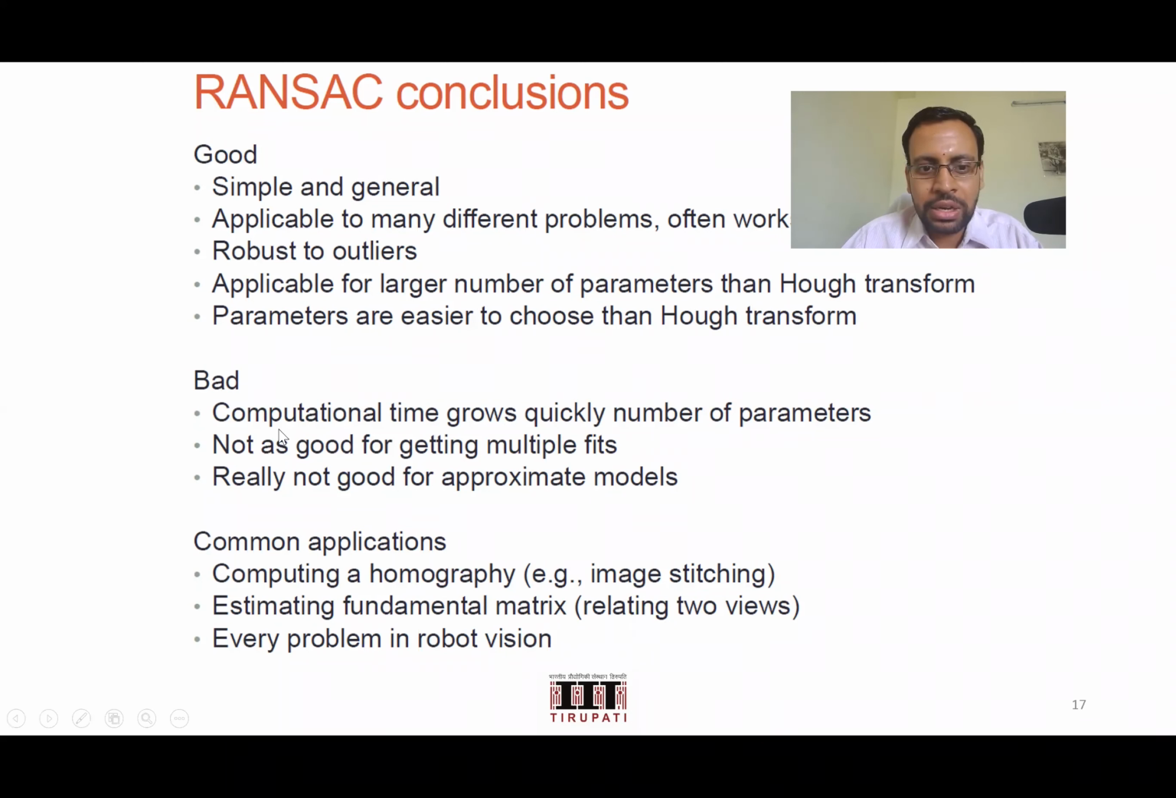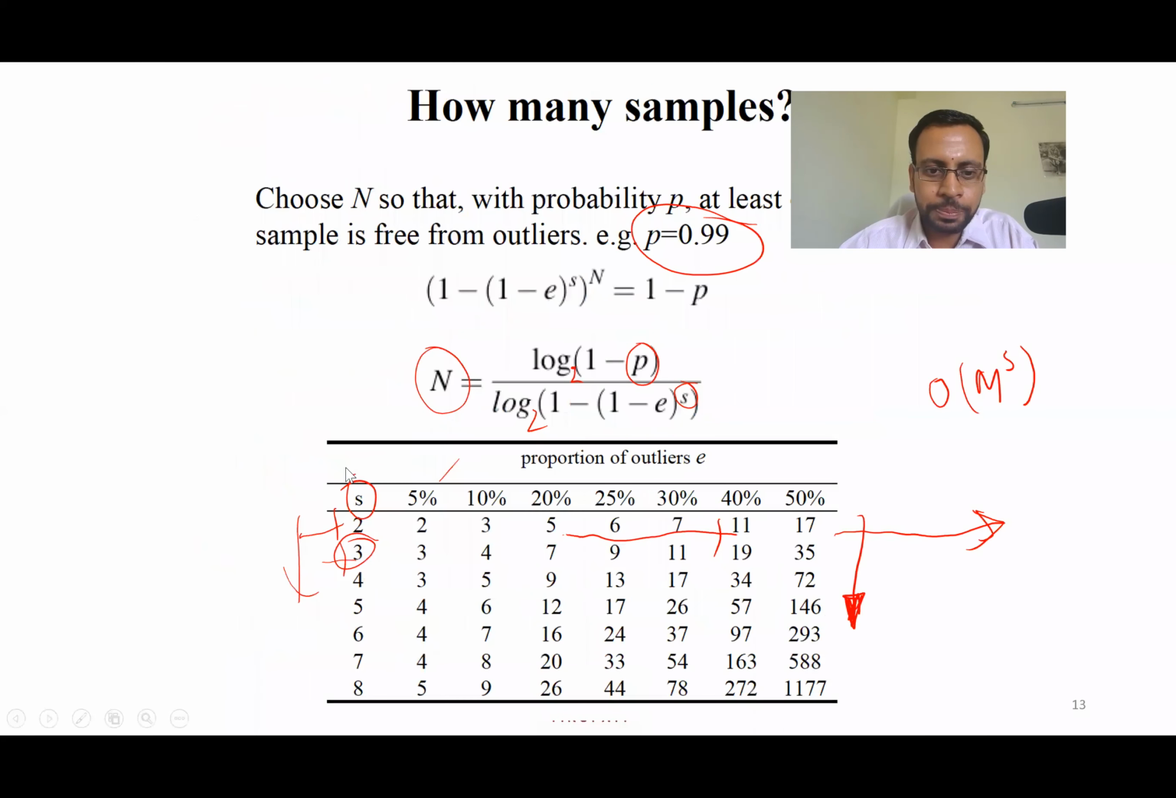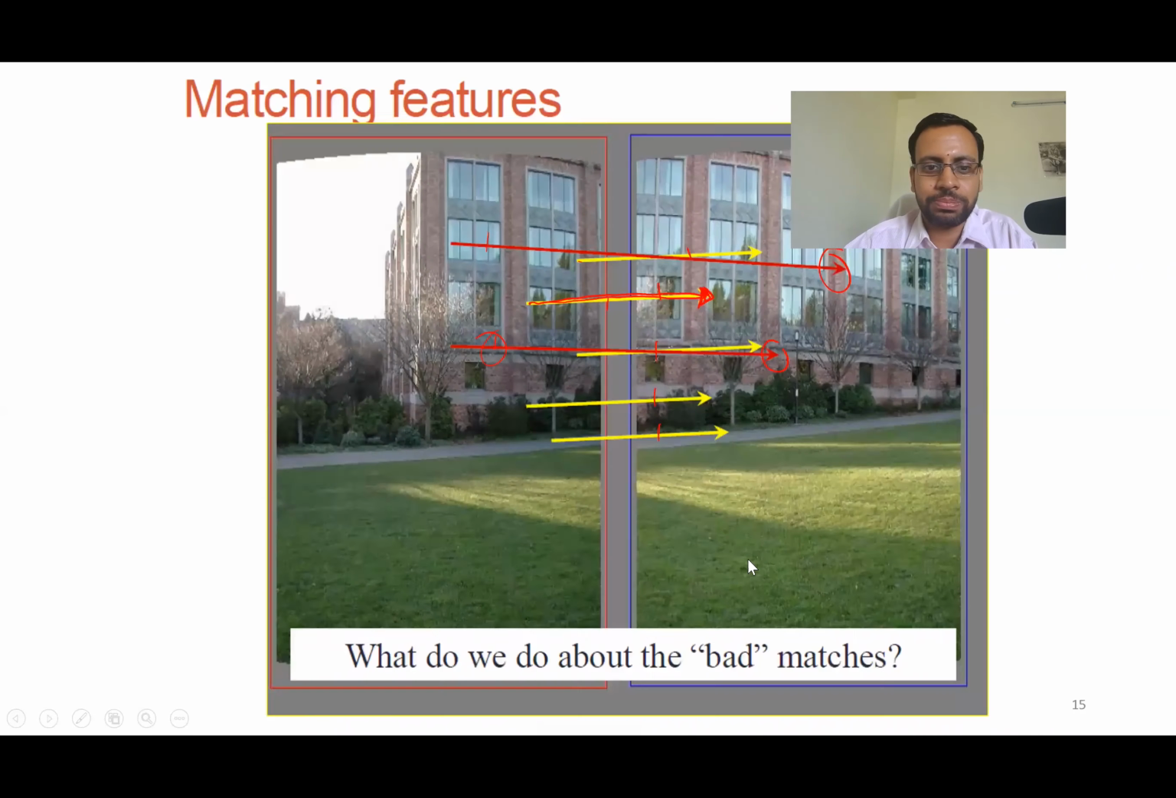The bad point is that computational time grows quickly with the number of parameters. Bad, but nicely Rahul Bobick says not so good. That's a better way to say it, because these are not really disadvantages as such. Again, most of the slides from this presentation are also from Bobick. This obviously grows quickly here, but not as fast as it does in Hough transform.